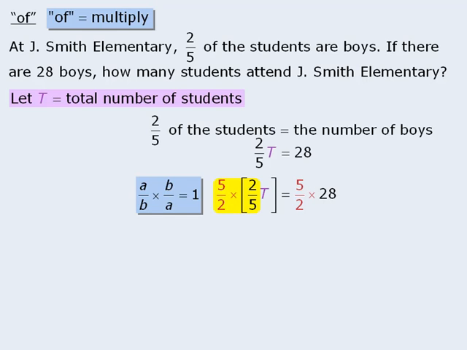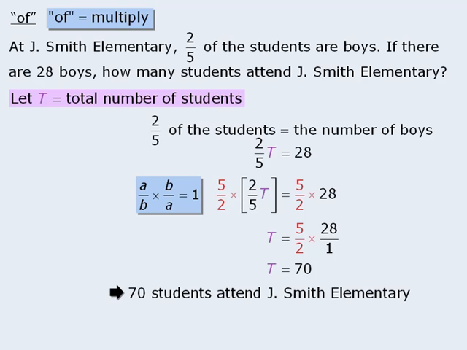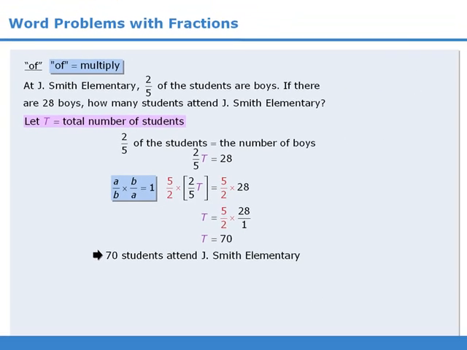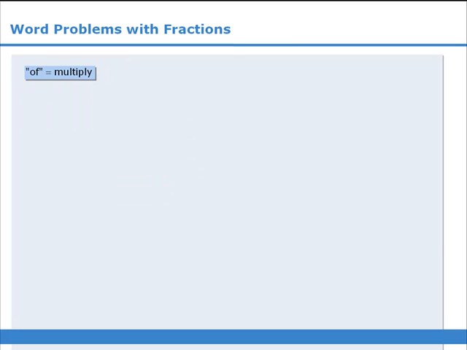On the left-hand side, when we multiply 5/2 by 2/5, we get 1, and 1T is the same as T. On the right-hand side, we can first rewrite 28 as 28 over 1, and then when we multiply and simplify this, we get 70. So if T equals 70, that means 70 students attend J. Smith Elementary. Okay, let's summarize. In this lesson, we learned that in most word problems, the word "of" signifies multiplication.